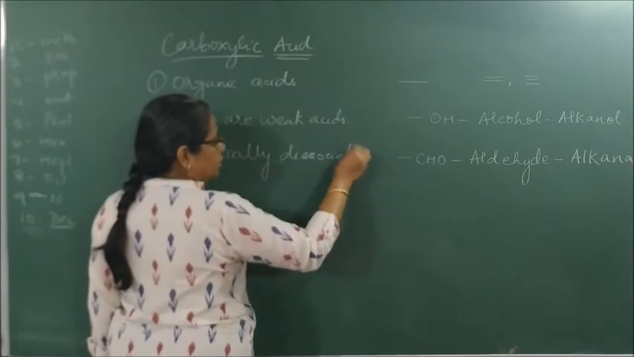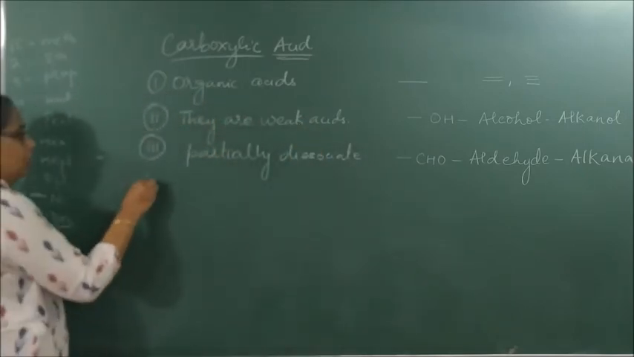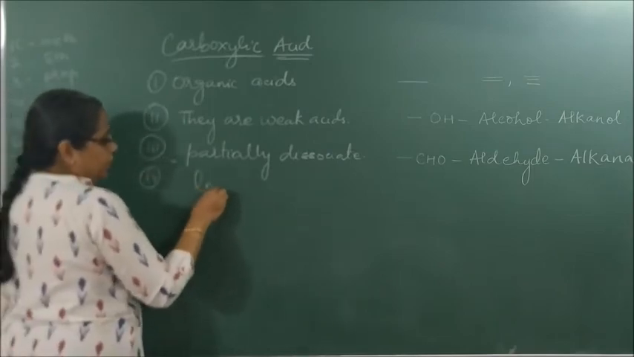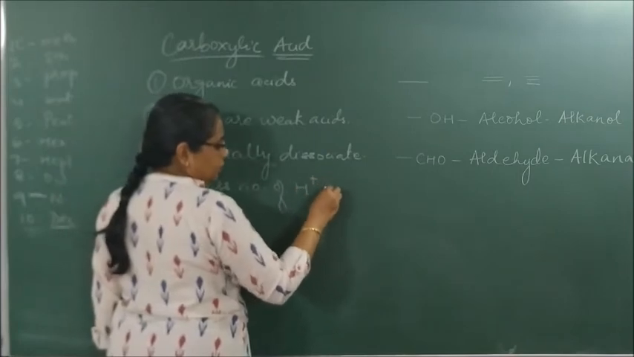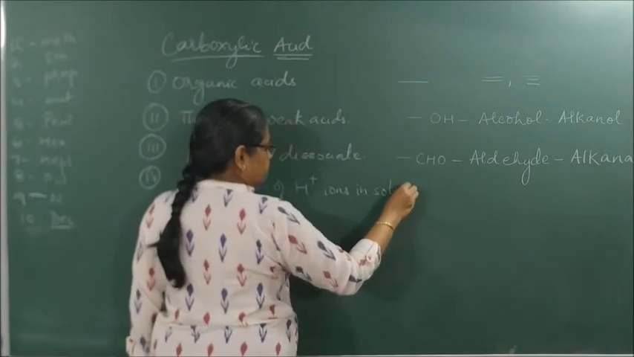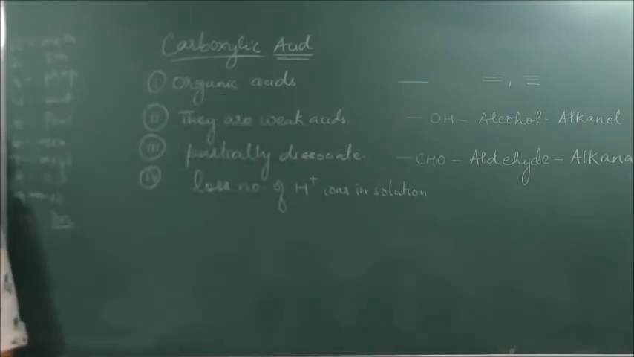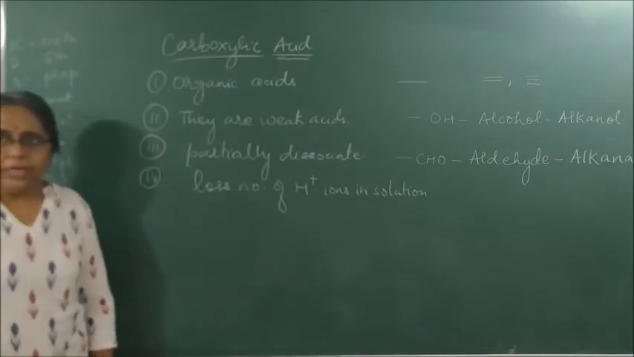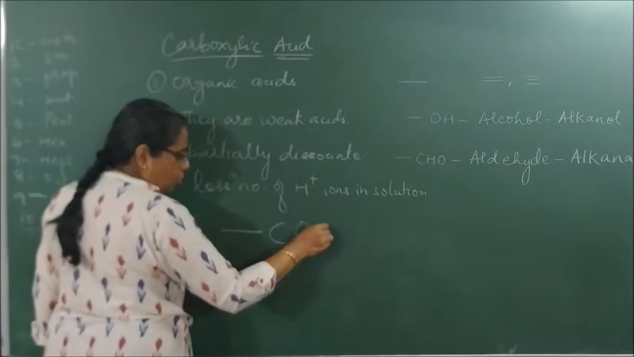They partially dissociate. That means what? They give less number of H plus ions in solution. Is it clear? So these are called as what acids? Carboxylic acids. Their functional group is COOH.